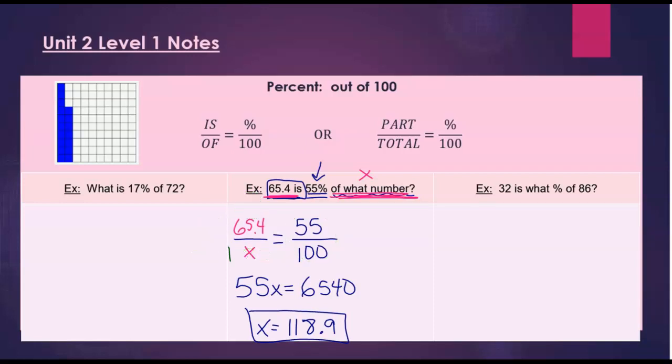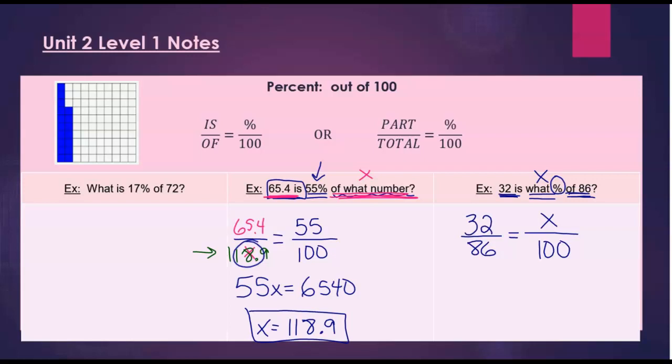This one, if you try to memorize a shortcut, a lot of times kids mess that up. So I strongly encourage you, if you're ever looking for the "of," just to do the proportion. Last one, 32 is what percent of 86? Okay, so out of 86, that's my total. I need what percent? So x is my percent, and percent is always out of 100, and 32 is the part. All right, so this is the one we're going to solve for.